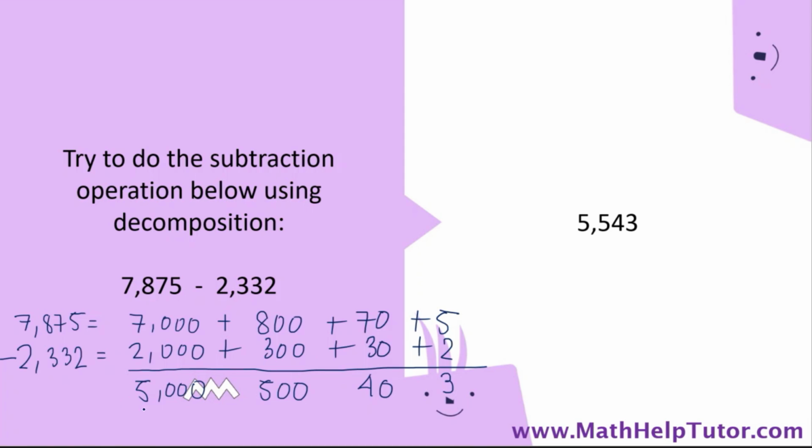So these are actually the values of each of the places of our new number. So we can just put a plus sign between these values of each of the places. And if you add these together, we get the answer to our question, which is 5,543.